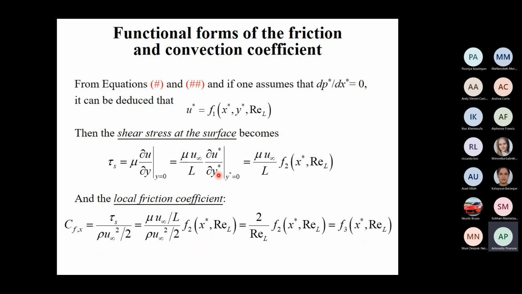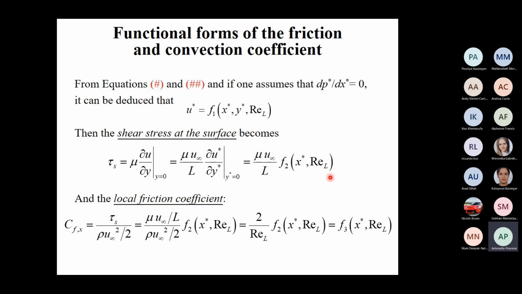At the denominator, y is the same. Y is equal to L that multiplies y star. So this is again the approach that I showed you on the whiteboard. For y equal to 0, y star is equal to 0. If y is equal to 0, also y star is equal to 0. And this one is equal to dynamic viscosity, u infinite that is a constant, L that is again a constant characteristic length of the phenomenon, and the gradient of u star in y star for y star equal to 0 is another function that I call f2 of what? X star and Reynolds.